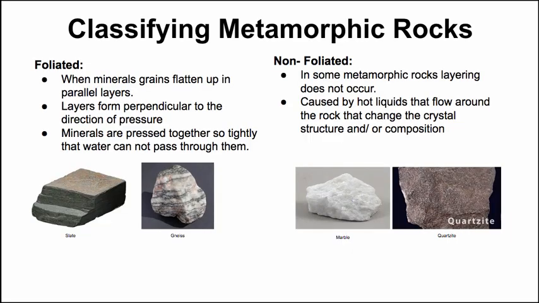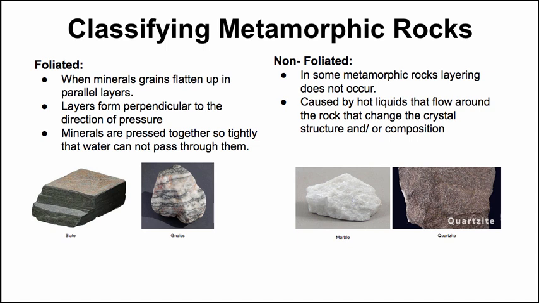The last type of rock that we classify is metamorphic rocks. And we're basically looking at metamorphic rocks as if they're foliated or non-foliated. And that just means, are they in layers? Are they in parallel layers kind of squished together or not? So foliated rocks are when all the mineral grains flatten in parallel layers. And the layers form perpendicular to the direction of pressure.